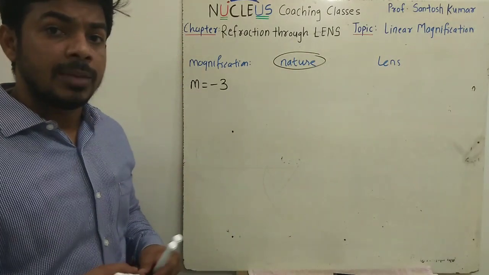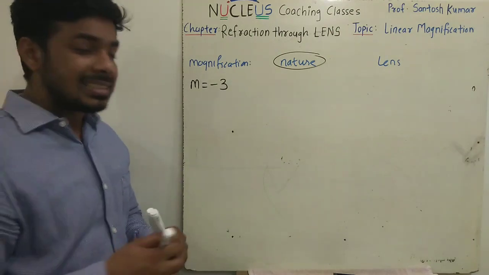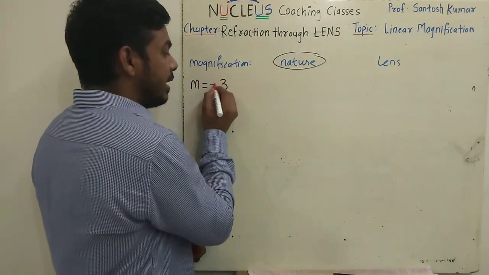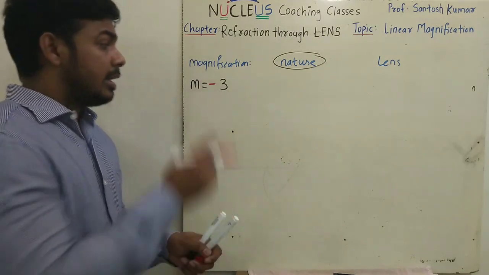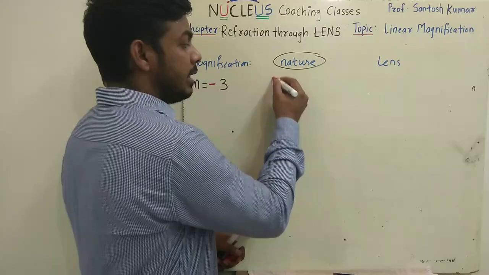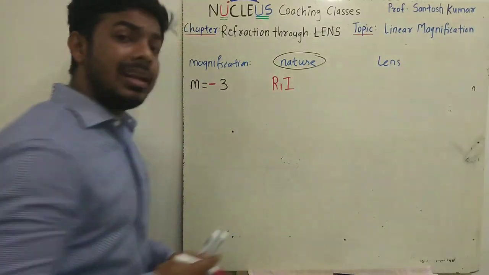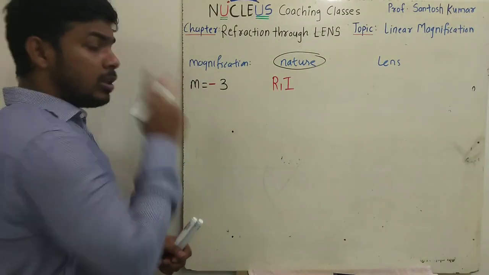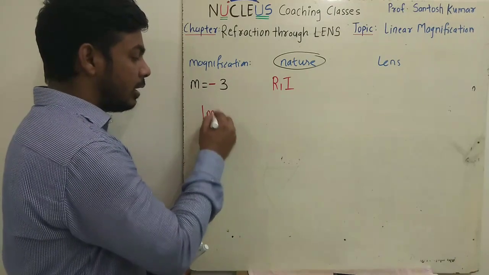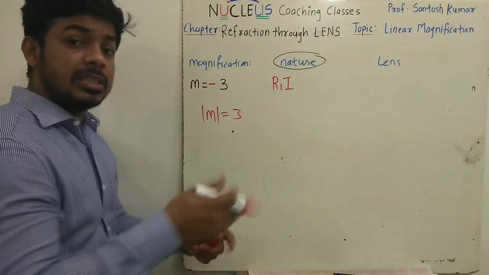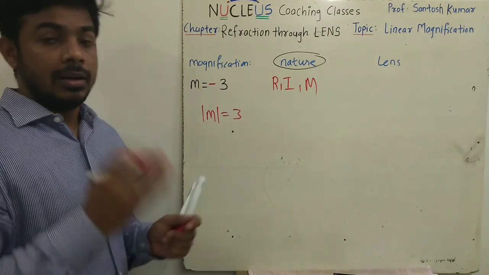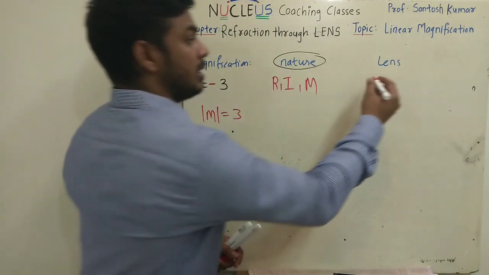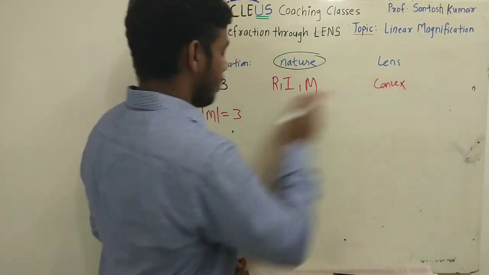So what is the first step? Come on, tell me. You need to check the sign. So if magnification is negative, what did we learn? That if magnification is negative, then the image is real and inverted, right? So what is the value of mod M? If I say mod M, it will be 3, which is more than 1. So real, inverted and magnified. A real image is only formed by a convex lens, you can say, right?